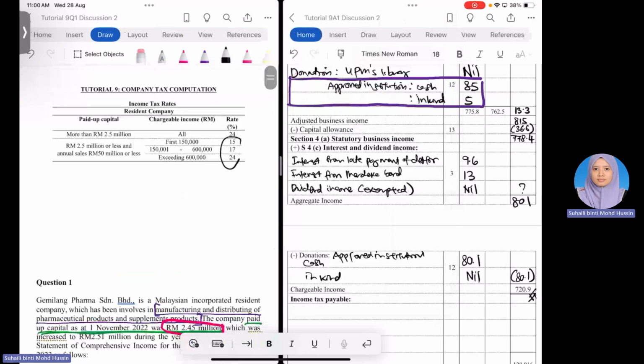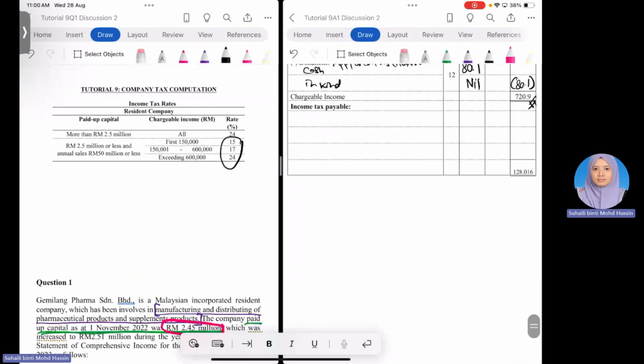So the company is allowed to be taxed according to this tax rate. So I just write here. Firstly, RM150,000 times 15%. Then the next 450,000 times 17%, and the balance, 120,900 times 24%. So you get the amount here.